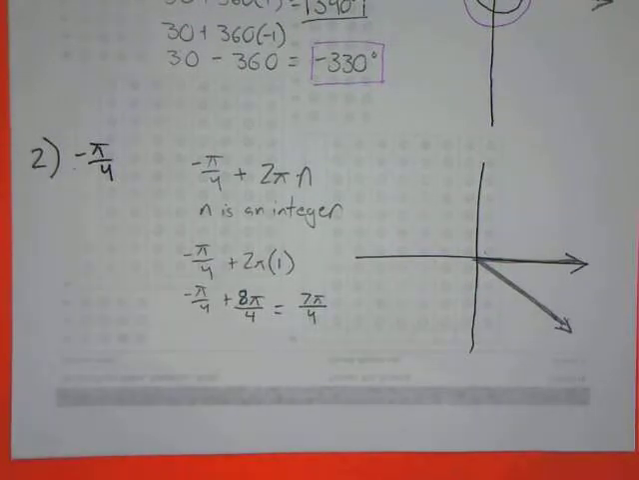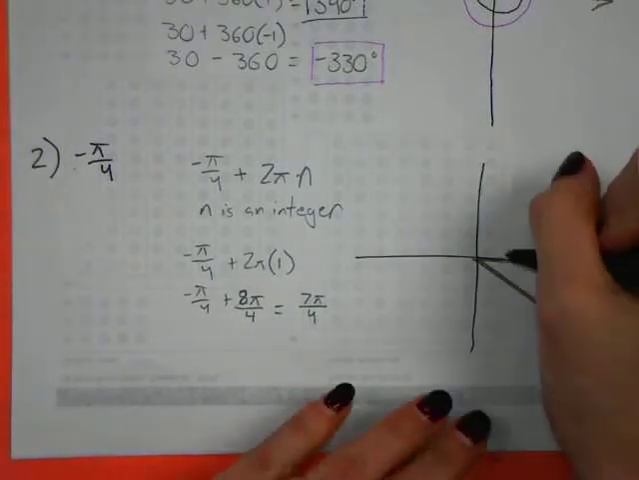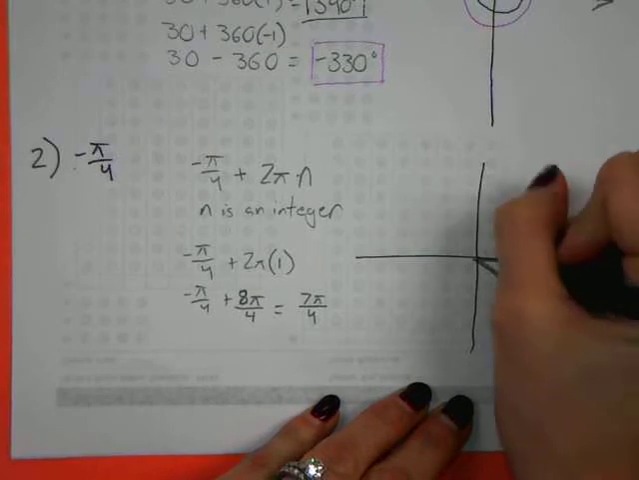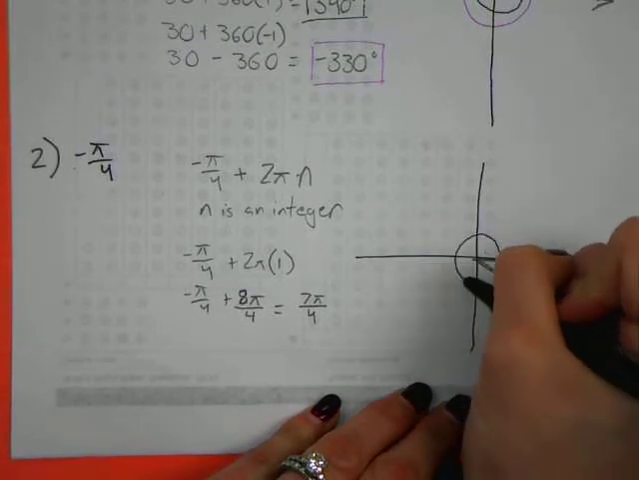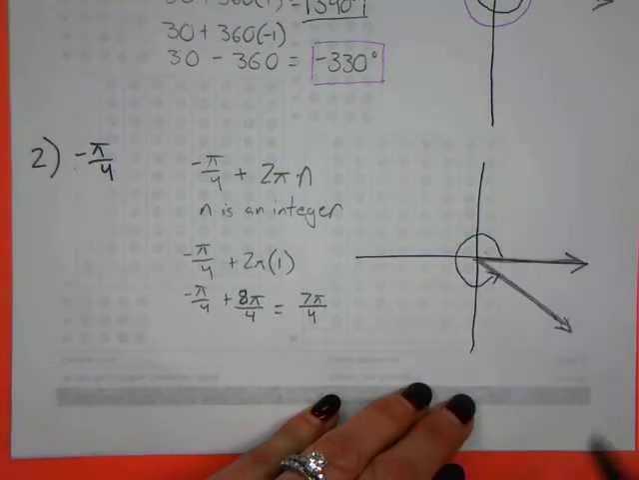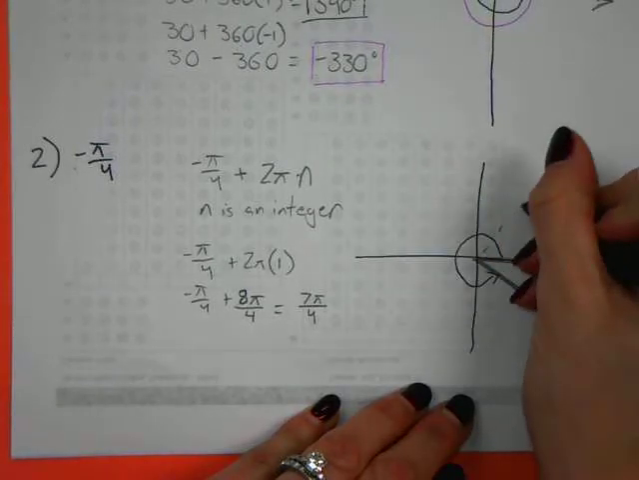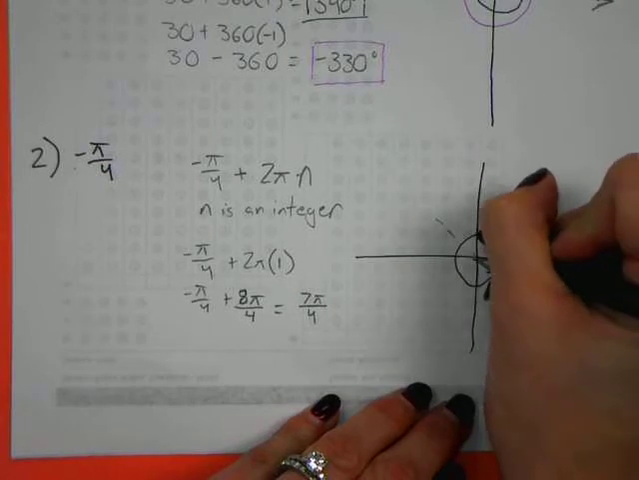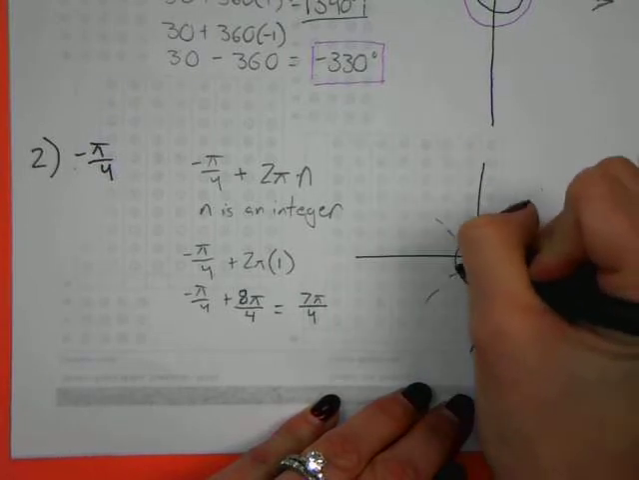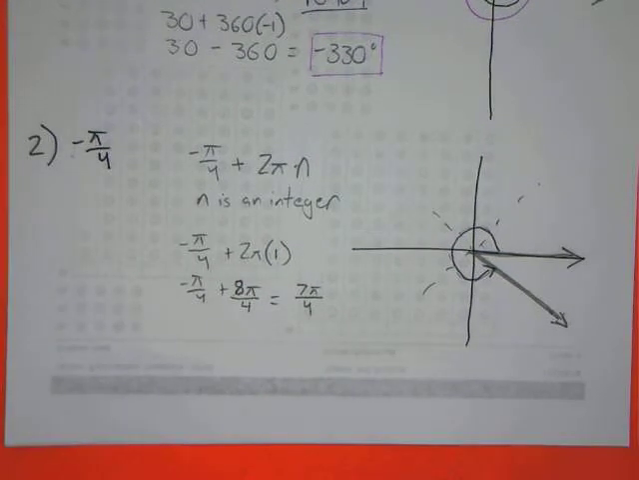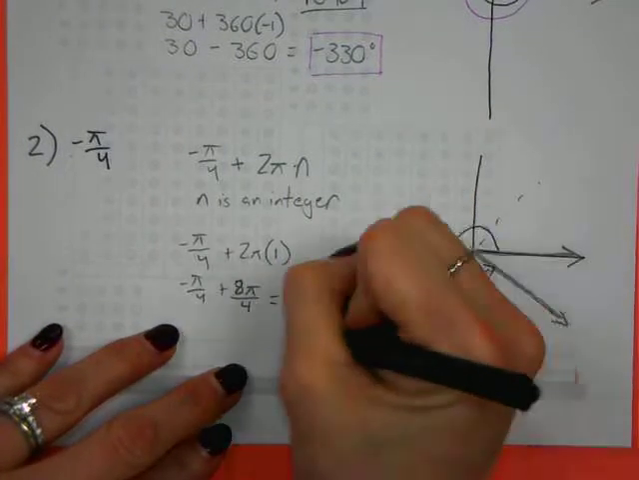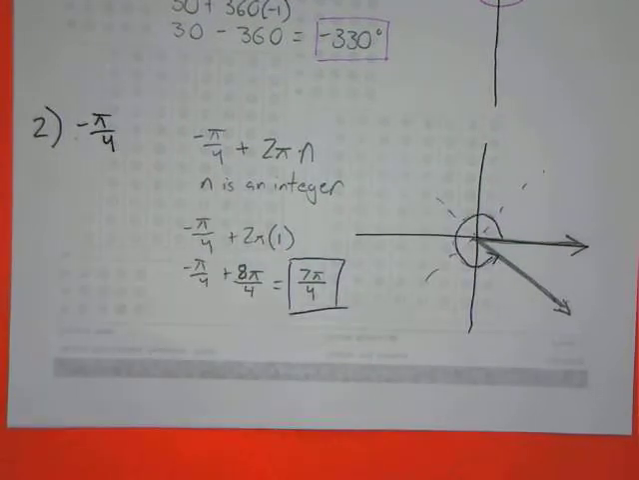And what that looks like is if I take my pen and I start at this initial side, I go around 7 pi over 4 pieces, because think of these as pi over 4 pieces. So I go 1, 2, 3, 4, 5, 6, 7 pi over 4, and I'm at that same terminal side. Okay, let's do a negative angle. Got my positive one. Negative angle time.